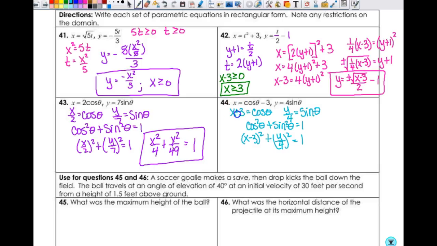Oh, shoot, this should have been x plus 3. Dang it, because it's minus. All right, so then I don't have to square this one out, but I do need to clean that up. So I get x plus 3 squared plus y squared over 16 equals 1. And I'm done.